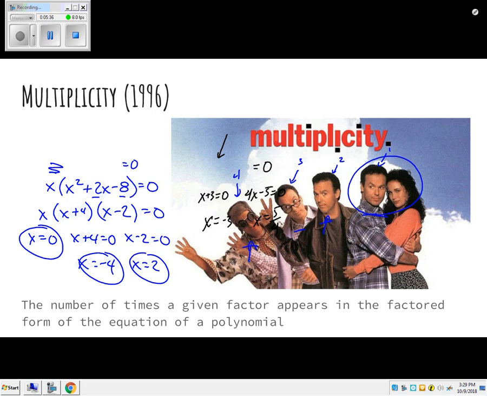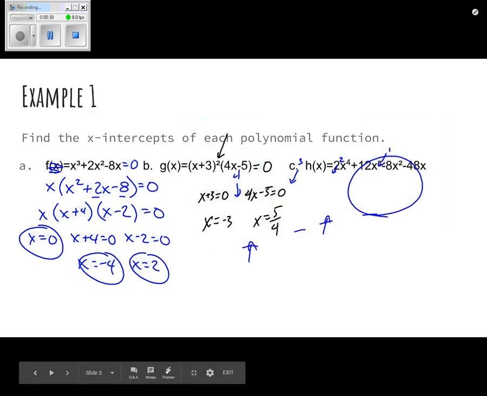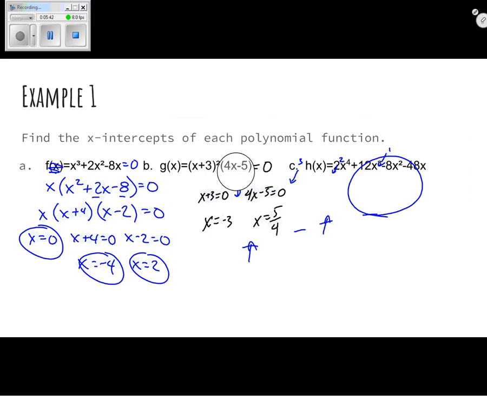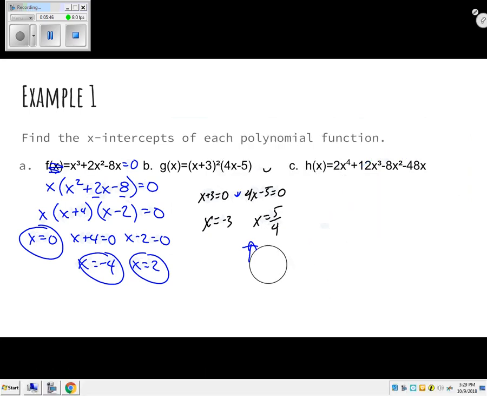So back to the problem we were just working on right here. This -3 right here, well, all we know is that it is an answer twice, right, because of this 2. Well, instead of just writing it twice, what we do in math is we just say -3 has a multiplicity of 2. Okay, and then 5/4, since it's just raised to the first power right there, it has a multiplicity of 1. And so over here on A, all of these would have a multiplicity of 1 as well. We'll just kind of see that in the homework.